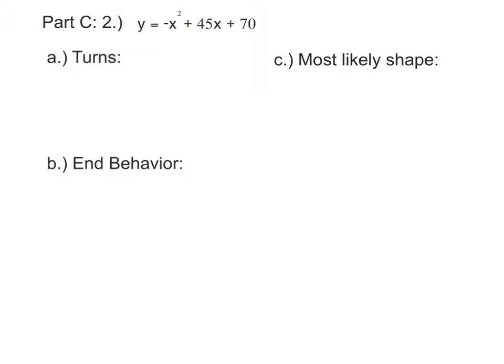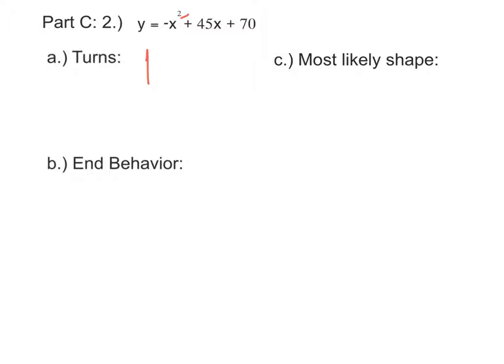So again, now when y is equal to negative x squared plus 45x plus 70, again, we're going to look to this leading term. Since it has a second degree, that means it's going to have 1 less than that for its number of turns. If the power is 2, it's going to have at most 1 turn.